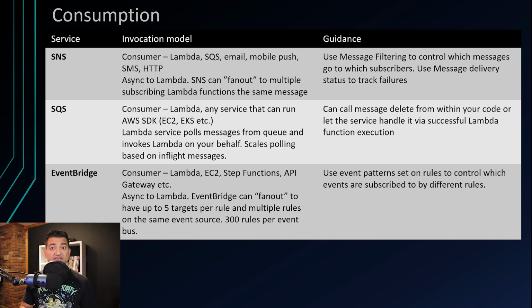EventBridge integrates with a lot of AWS consumers. Out of the box, it has the most integrations. Some popular ones are Lambda, EC2, Step Functions, API Gateway, etc. And for Lambda, it calls asynchronously. And again, EventBridge, like SNS, can fan out to 5 targets per rule and multiple rules on the same event source, 300 rules per event bus. So rules are like the event matching that we went through: if this field is this, then do this.